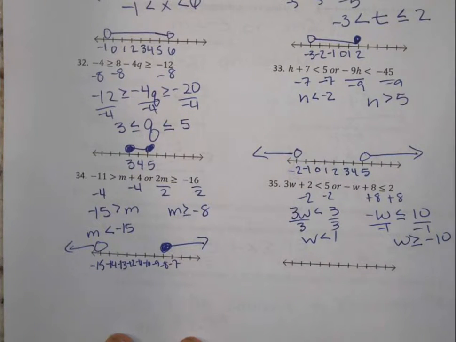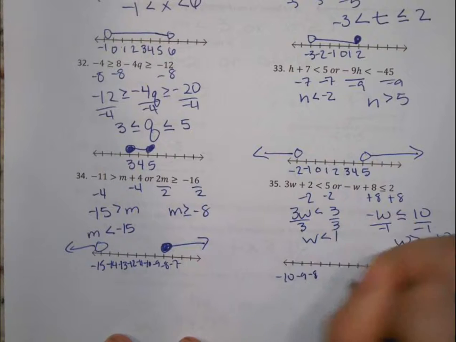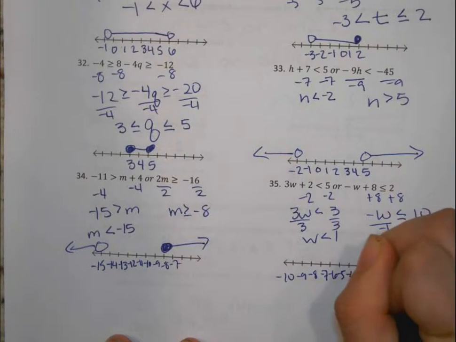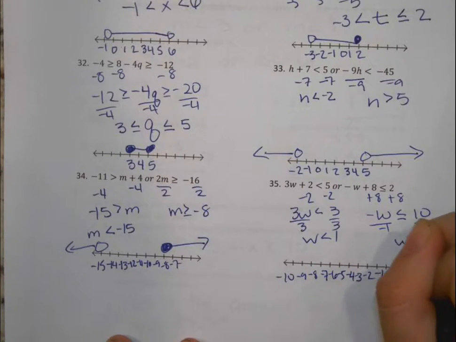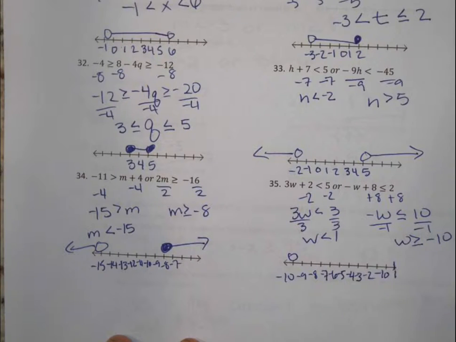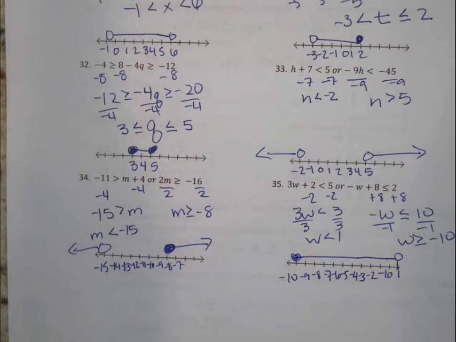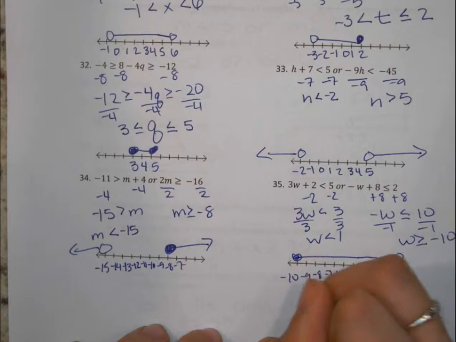Off the screen. So I'll go ahead and label my number line. Okay. Notice, I have greater than or equal to negative 10. That goes to the right. And I have less than 1. So this one actually connects. So when I go ahead and write my answer, I want to write it where W is in the middle.